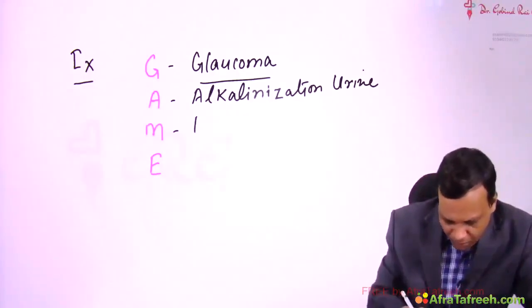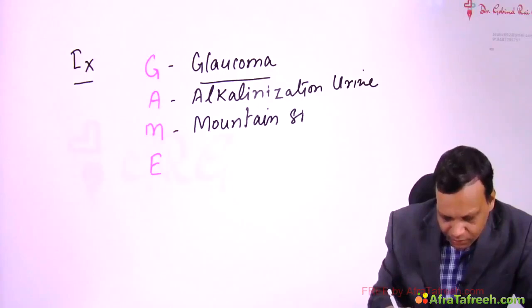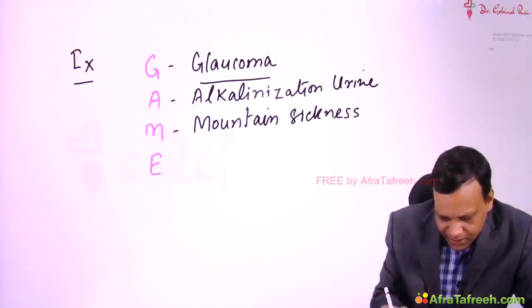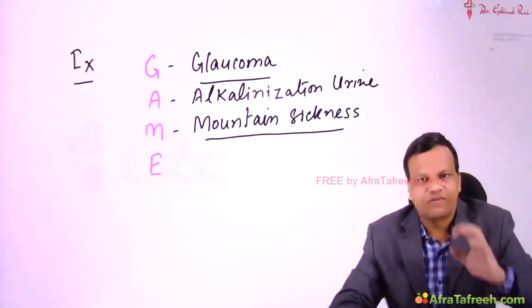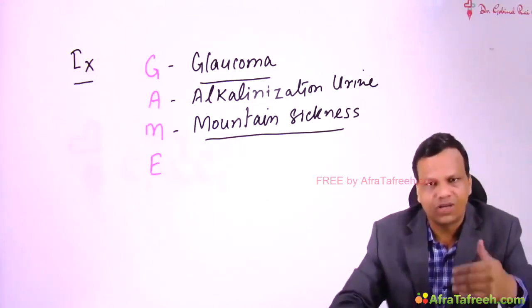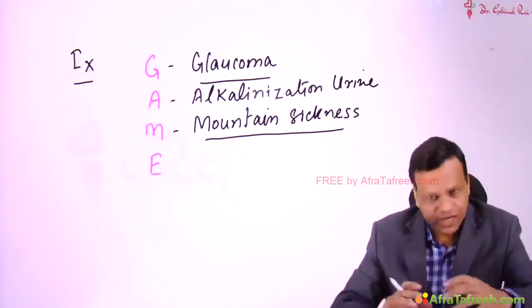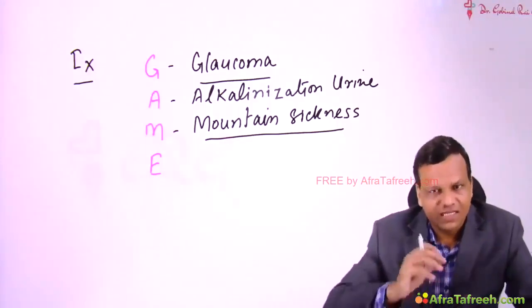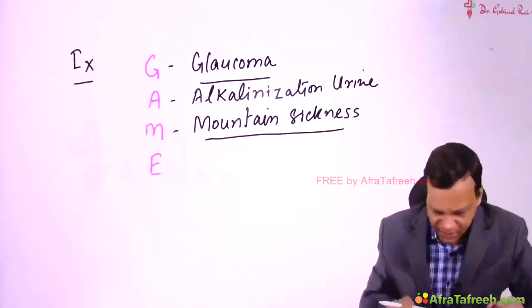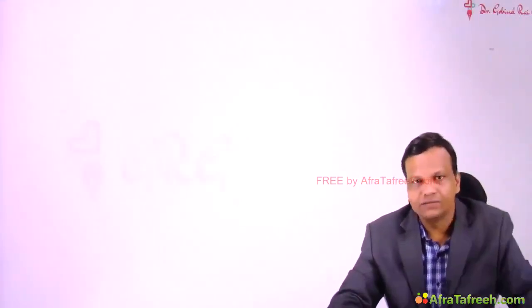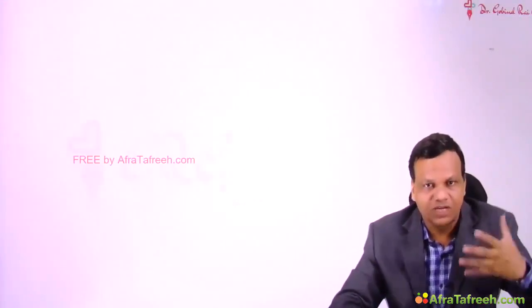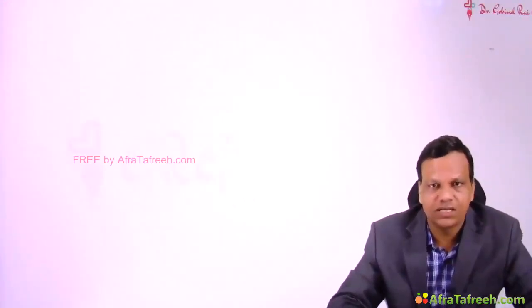Then M for mountain sickness. Carbonic anhydrase inhibitors are the drug of choice for treatment and prophylaxis of acute mountain sickness. We'll try to understand the mechanism of these drugs in mountain sickness. We all know mountain sickness occurs at very high altitude. Like when we go to Leh, Ladakh, at very high altitude, a person develops dyspnea, which is called mountain sickness.